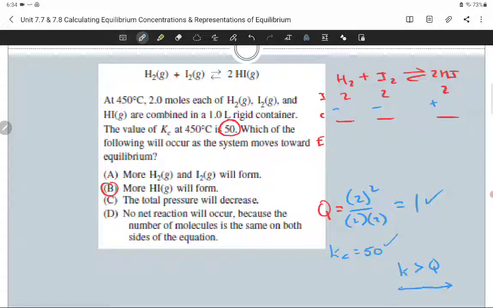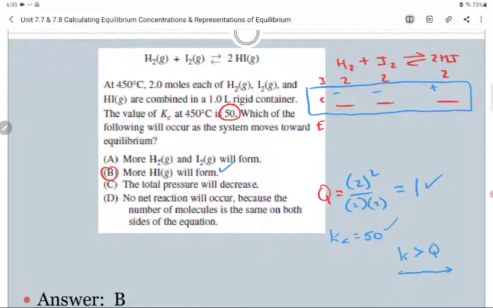What is the question? Which of the following will occur as the system moves towards equilibrium? So it really wants to know what's going on with the change, and we just identified that the reactants will lose and the products will gain. So which of those answers match up with that? HI is a product, so more HI will form. And that's not the last time we're going to see this Q versus K relationship. We're going to have a lot of opportunities to practice that.